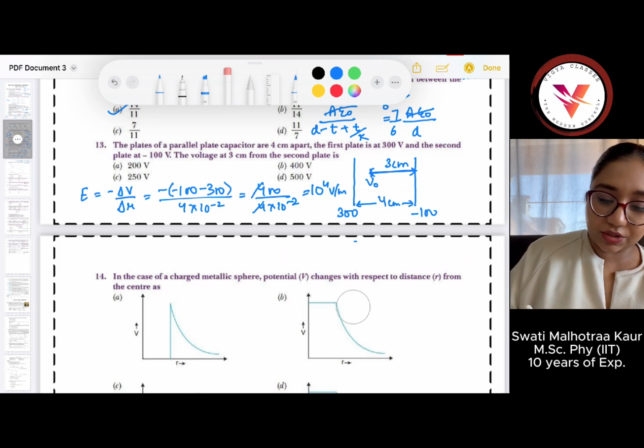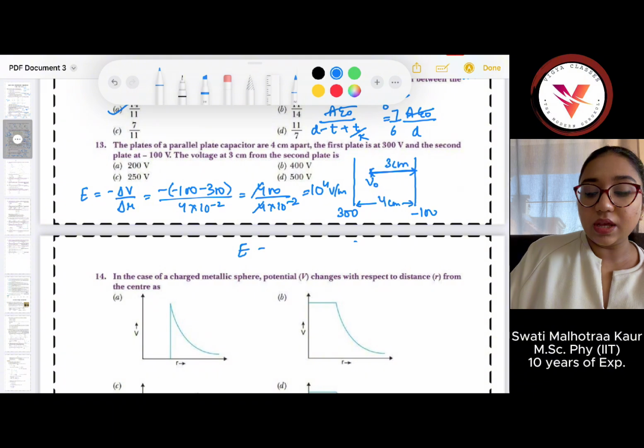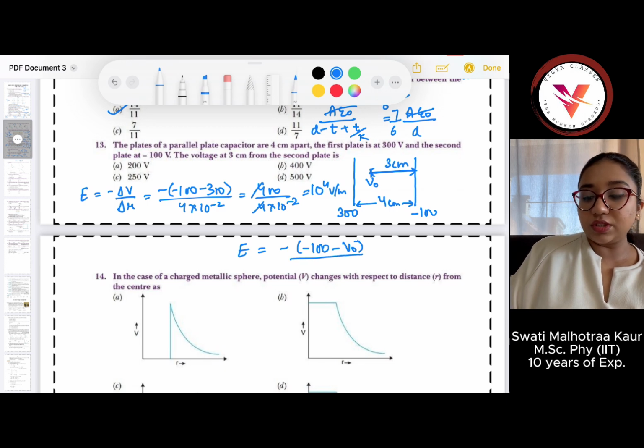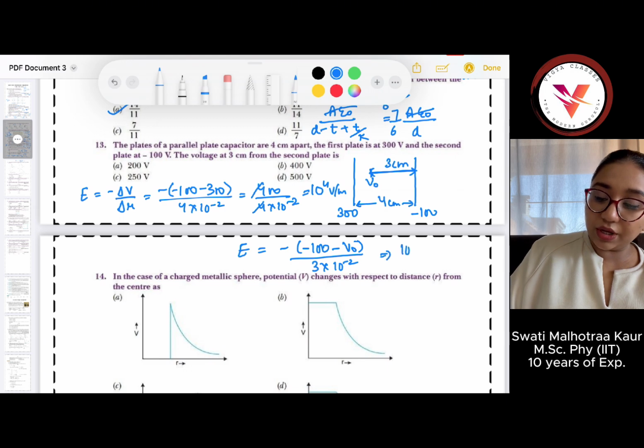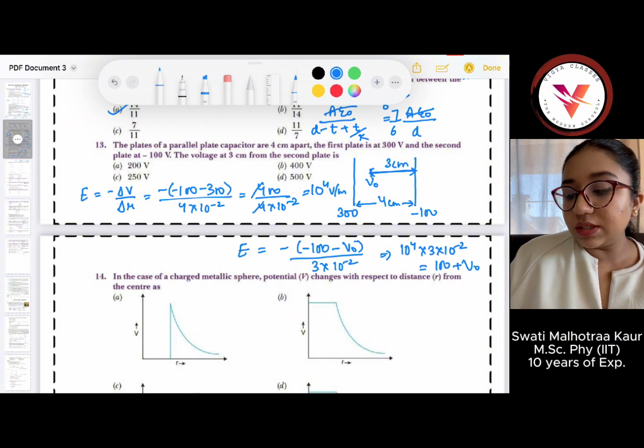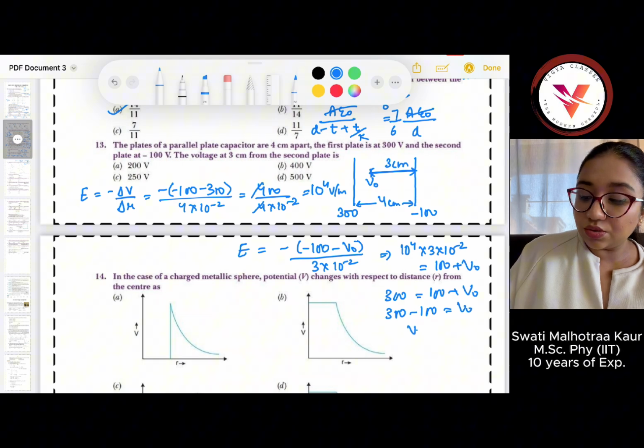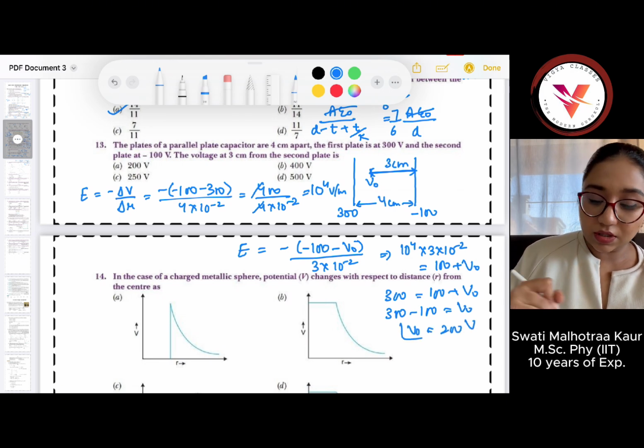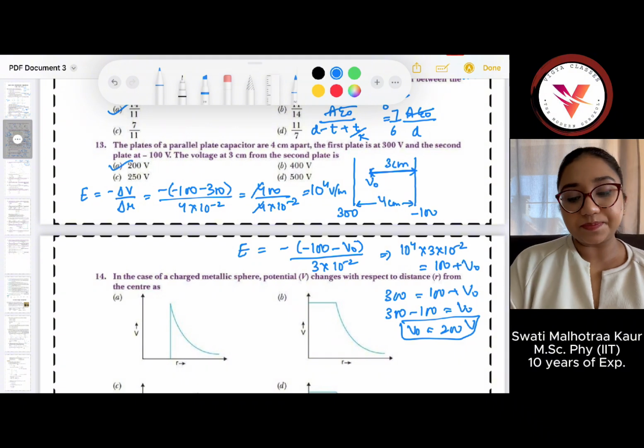let's do the calculation again. The electric field is basically minus delta V, that is minus 100 minus V naught upon the distance, which is 3 into 10 raised to the power minus 2. So electric field is 10 raised to the power 4 into 3 into 10 raised to the power minus 2 is equal to 100 plus V naught. Okay, so this becomes 300 is equal to 100 plus V naught. Then it is 300 minus 100, V naught is equal to 200 volt. That is option number A.